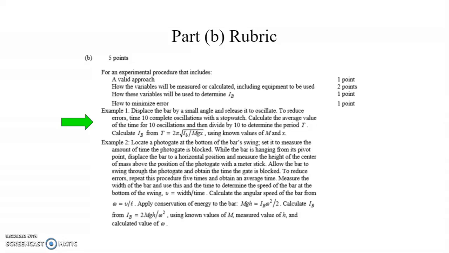And then finally, the last point is given for stating how we could minimize the error, and that was given to us when we stated that finding the average of a larger number of oscillations would give us a more accurate period, which would thus give us a more accurate rotational inertia.